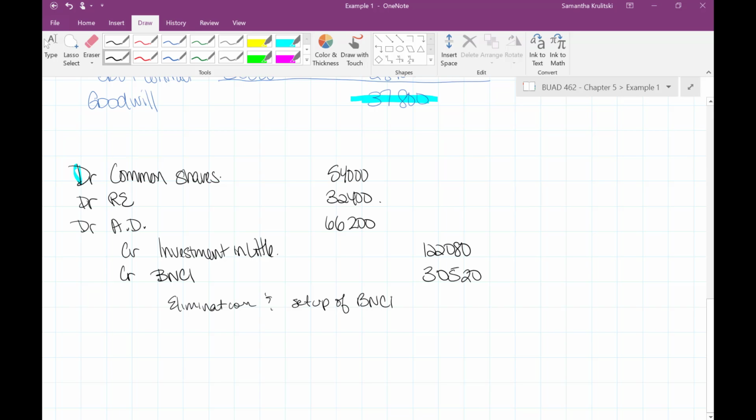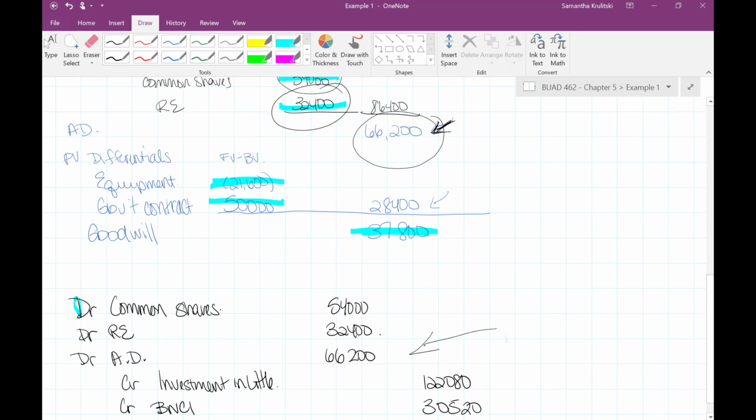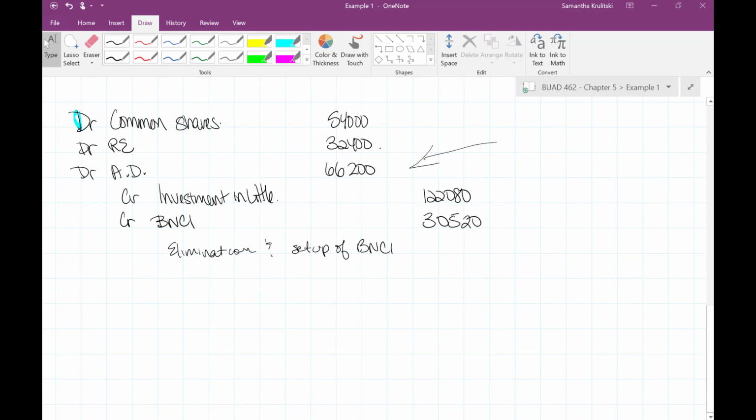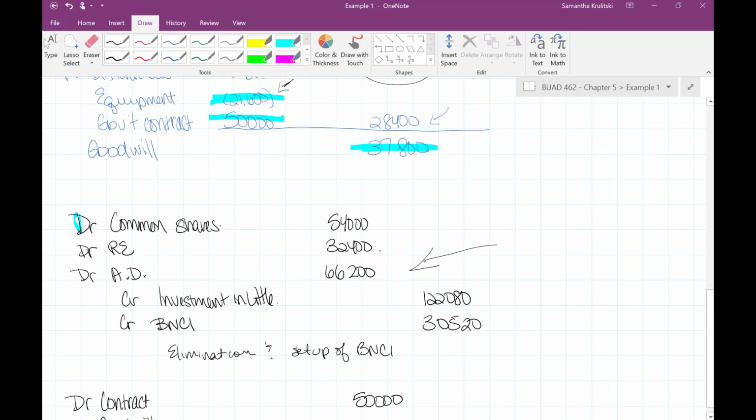So the next thing is we need to do our second part of the journal entry, which is to allocate out our acquisition differential. Where does the 66,200 go? So it's comprised of three different things. It's comprised of our goodwill, it's comprised of this contract, and it's comprised of this adjustment to our equipment. So we're going to debit the contract because it's an asset for that 50,000. We're going to debit the goodwill again because it's an asset for the 37,800.